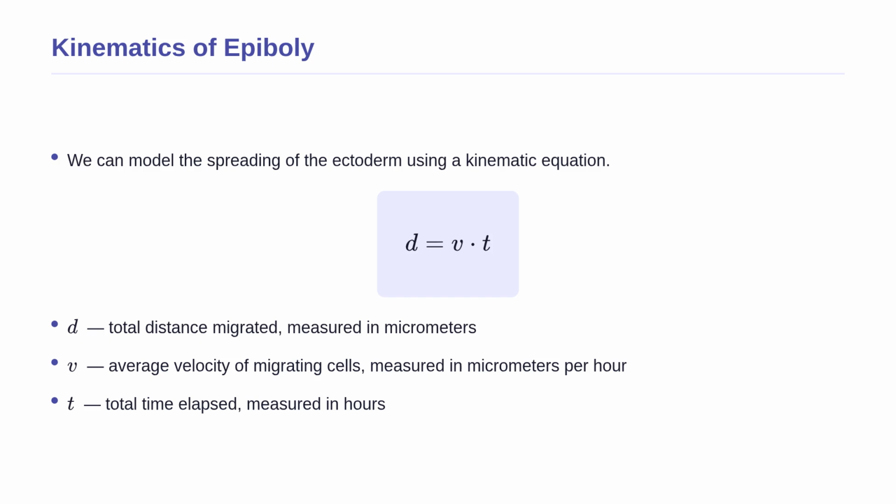Here, D is the total distance the tissue has migrated in micrometers. The variable V is the average velocity of the cells in micrometers per hour, and T is the time elapsed in hours. If the velocity increases, perhaps due to warmer pond water, the distance covered in that same amount of time will also increase, speeding up development.